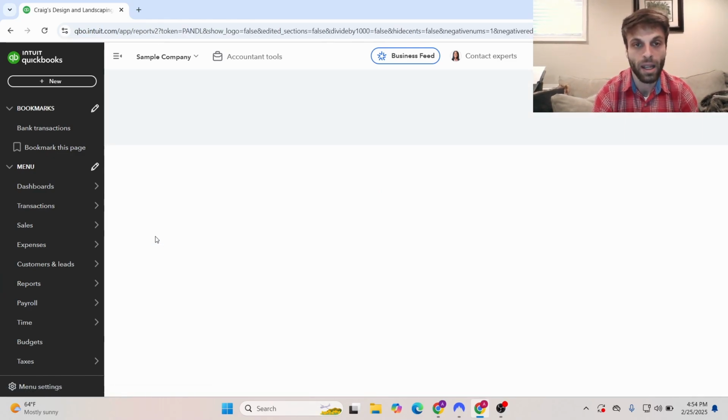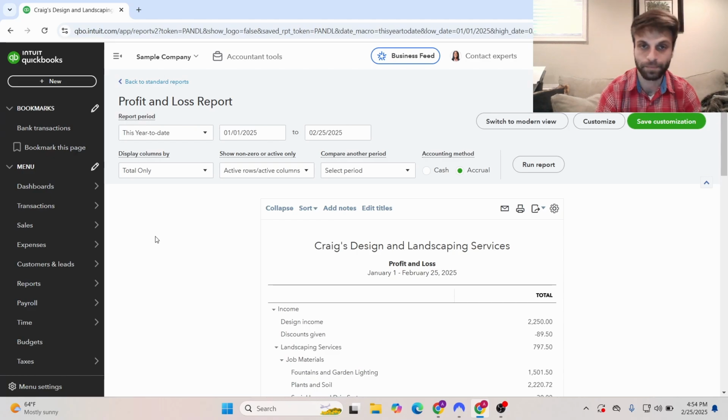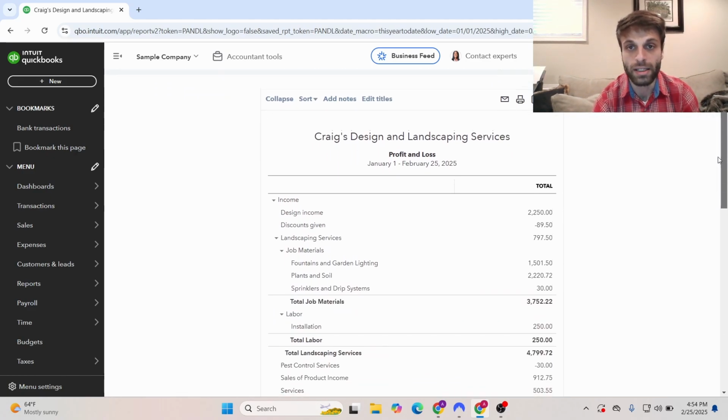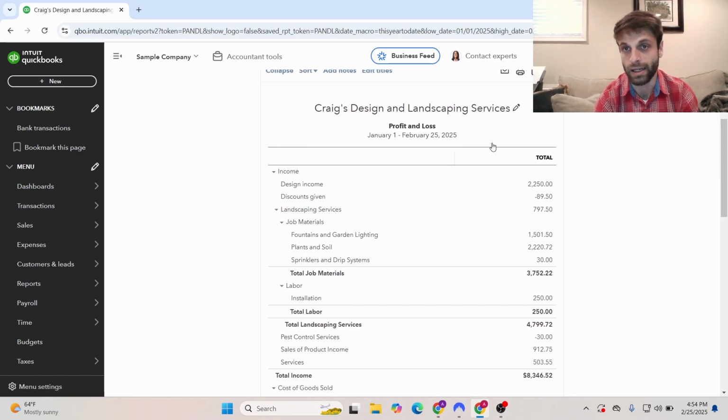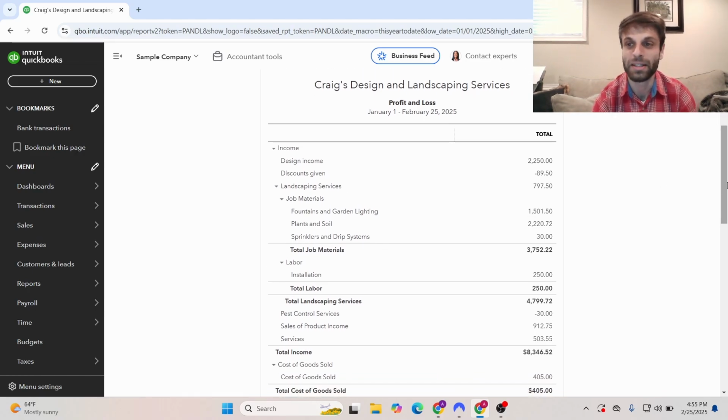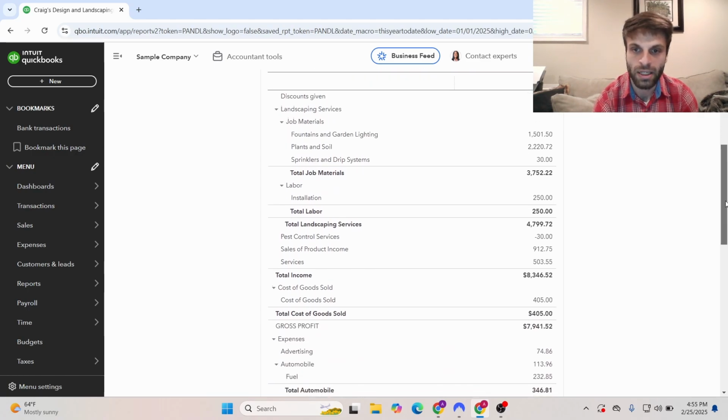At the top of the statement, once it loads, you'll see this is for the sample company, Craig's Design and Landscaping Services, from January 1st to today. So we have income from operations. You'll see that there are several different categories here. It can be a little confusing to look at, so that's why I'm doing this, so we can take a look and understand what some of these mean.